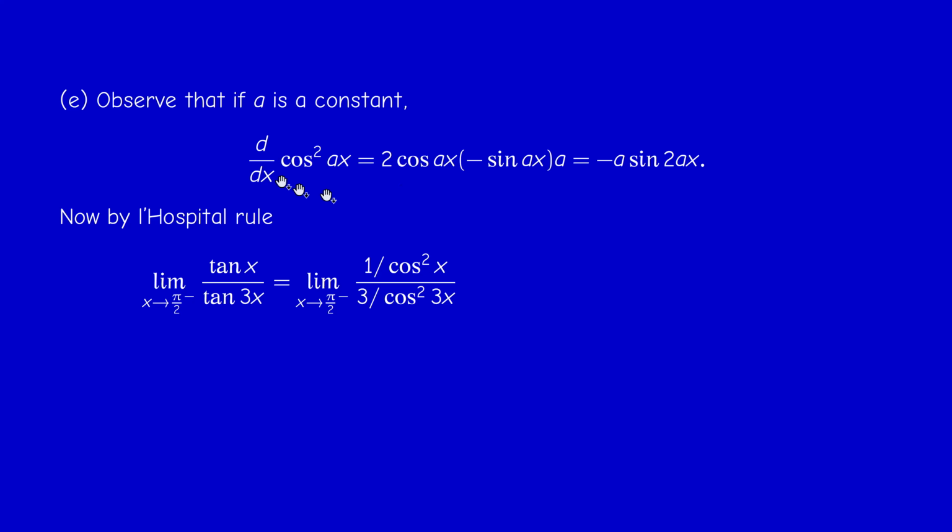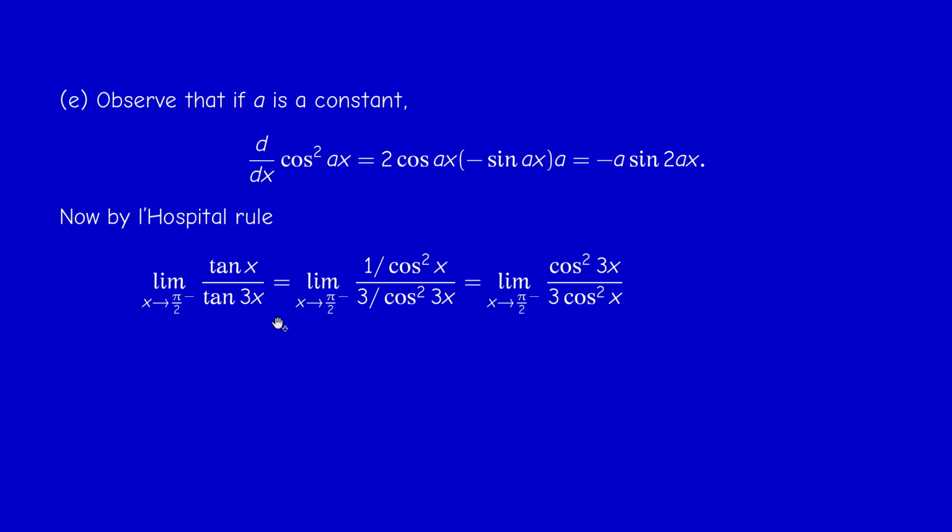Just to simplify my computation, the derivative of cosine square ax, if a is a constant, by the chain rule is 2 cosine x times minus sine x times a. So it's a times sine 2ax. Now I apply L'Hopital's rule. The derivative of tangent, I write as 1 over cosine square. By the chain rule, the derivative of the denominator is 3 over cosine square 3x. Now I rearrange that: it's cosine square 3x over 3 cosine square x.